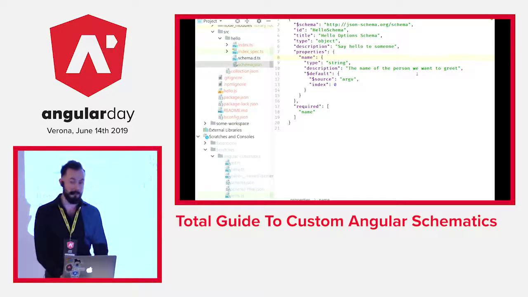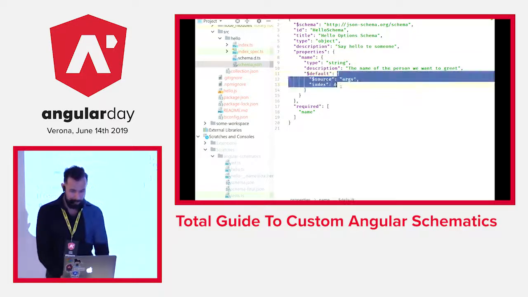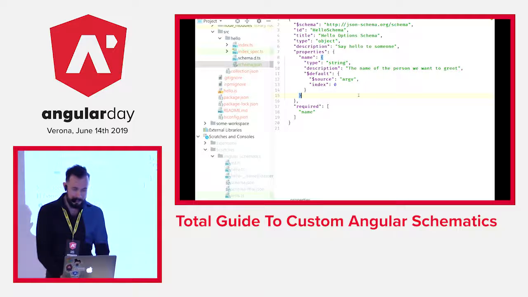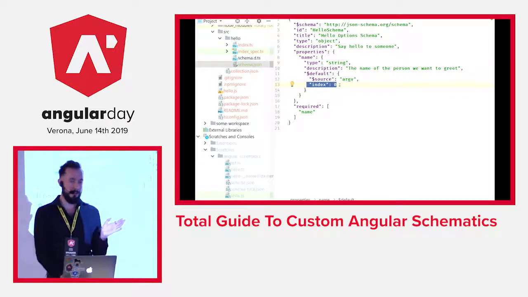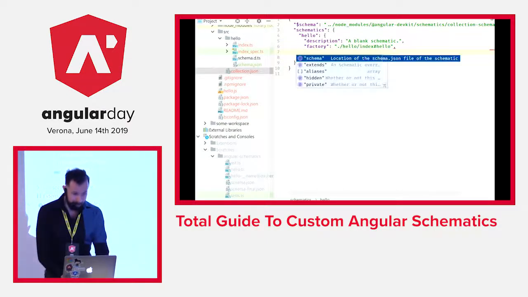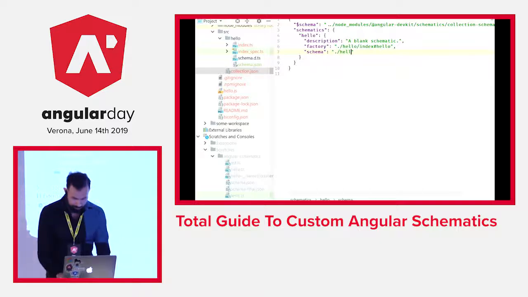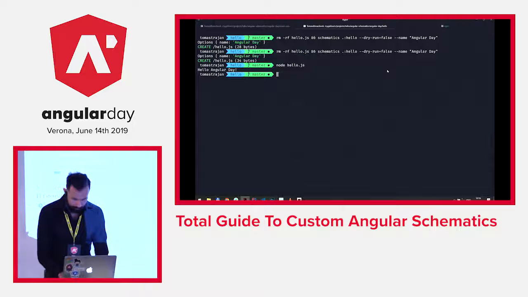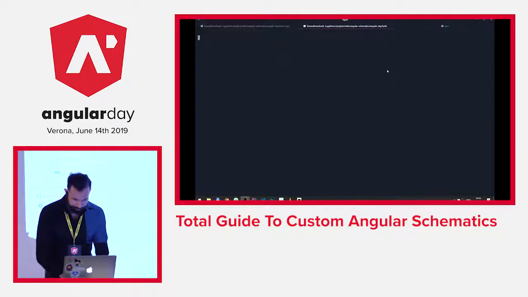It's the name of the person we want to greet, which we will see when we do it with --help. So you can give the people nice hints. And this thing here just means we can do --name Angular day, or it can be just Angular day as a positional argument, like the first argument will be taken as a name. So once we have this, the last step is to reference it here so that it belongs to this hello schematics. So we have to say schema is ./hello/schema.json.